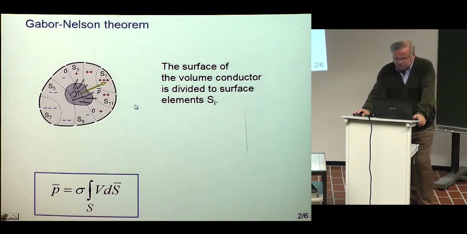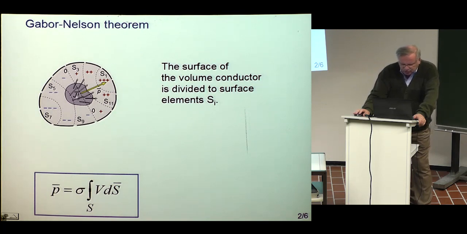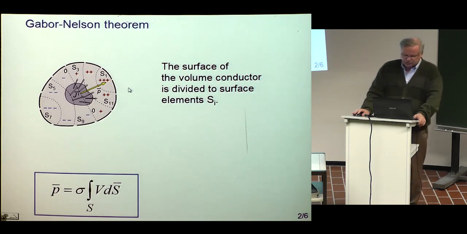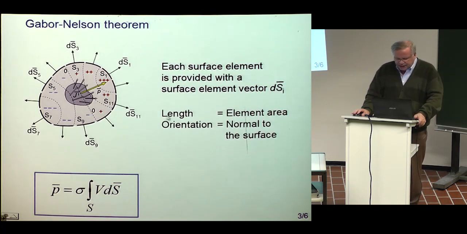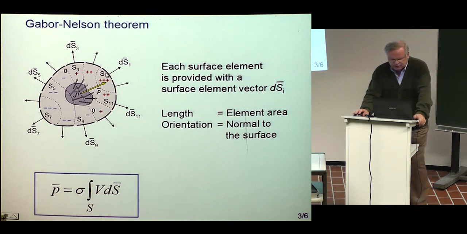Then we divide the surface of the volume conductor into surface elements, S_i. In this example, I have divided it into altogether 12 elements. Number 12 is here. I show this just in two dimensions, but of course it is in all three dimensions. Then we provide each surface element with the corresponding surface element vector, dS_1 to dS_12.